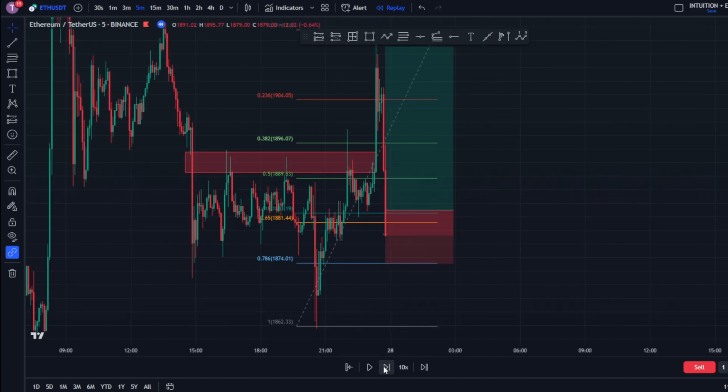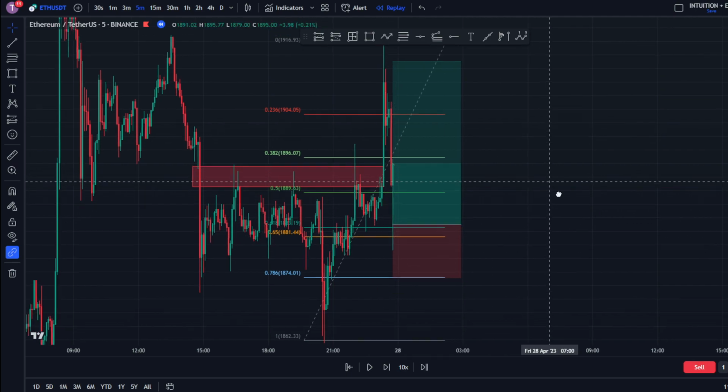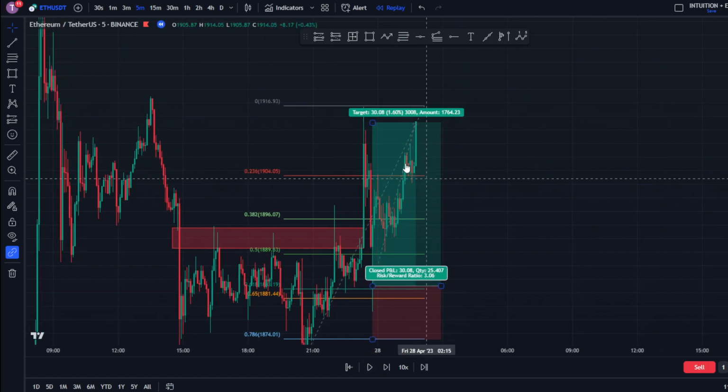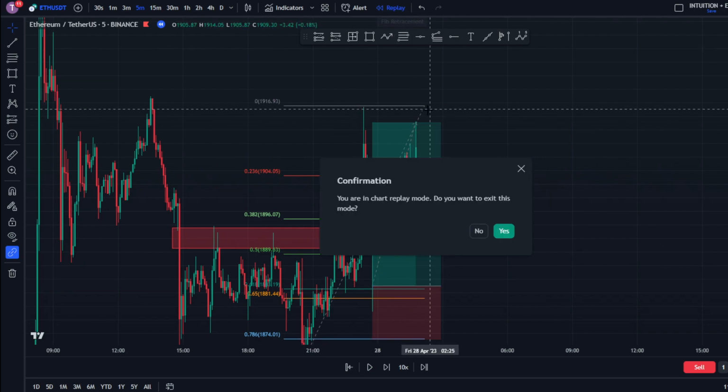So let's see how this plays out. So we get tapped out, and you can see immediately we have a bounce back up, and let's see how the rest of the thing plays out. We just let the thing run right here. Actually, okay, let's move back.